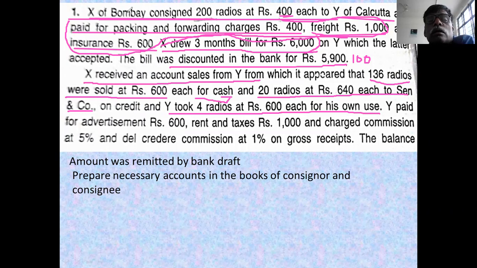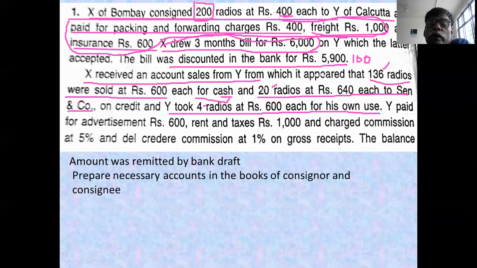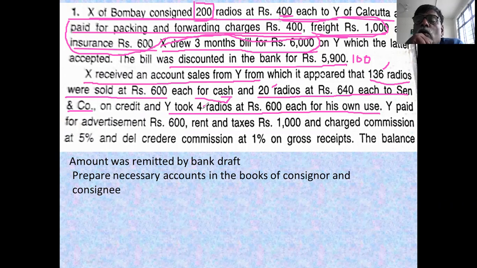Yes, radios were consigned. How many radios consigned? 200 radios consigned. Out of 200, 136 sold, 20 sold, 4 taken by the consignee. 136 plus 20 is 156. 156 plus 4 is 160. 160 radios dispersed. Then what is the balance of radios with the consignee?